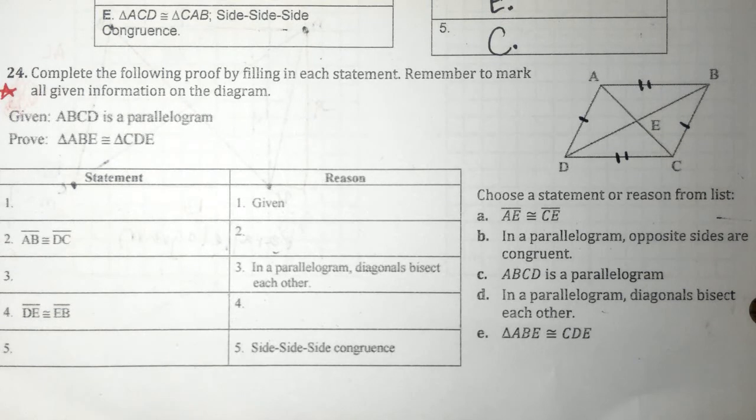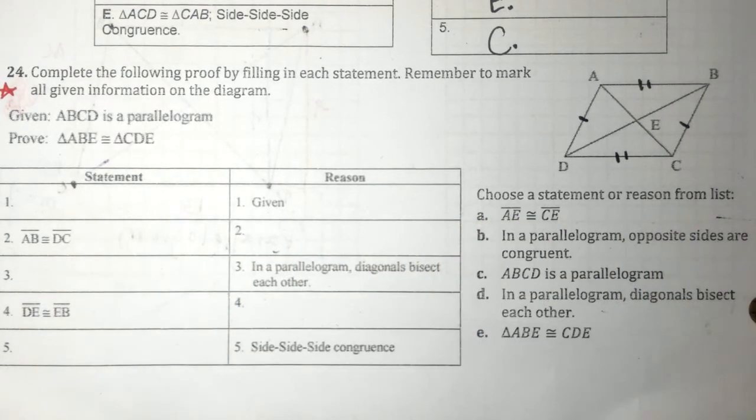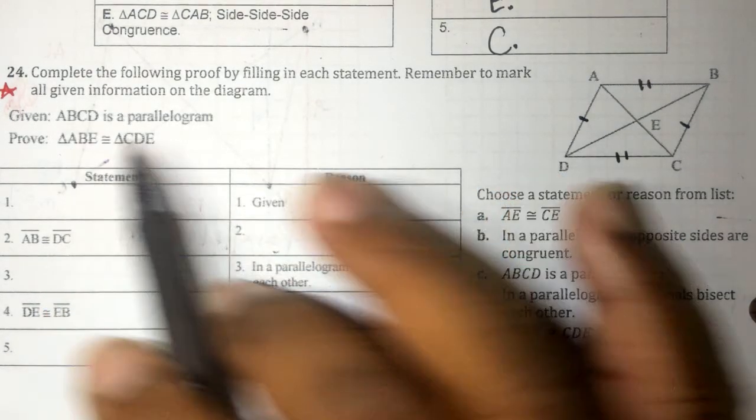And then going through, I'm going to need to put my choices over here in the statements. Statement one is missing, but it says given. What my given information was, ABCD is a parallelogram. That's C.